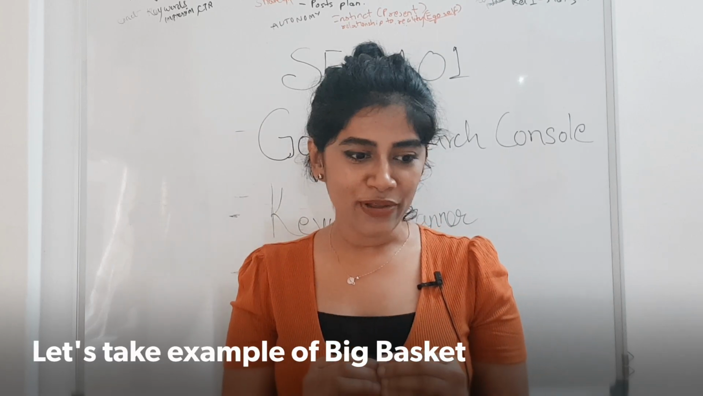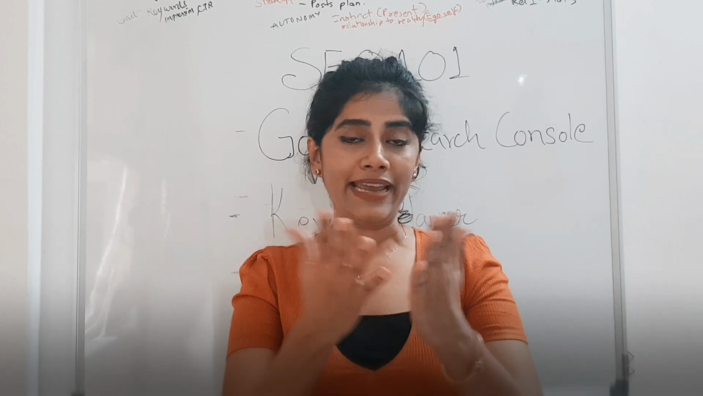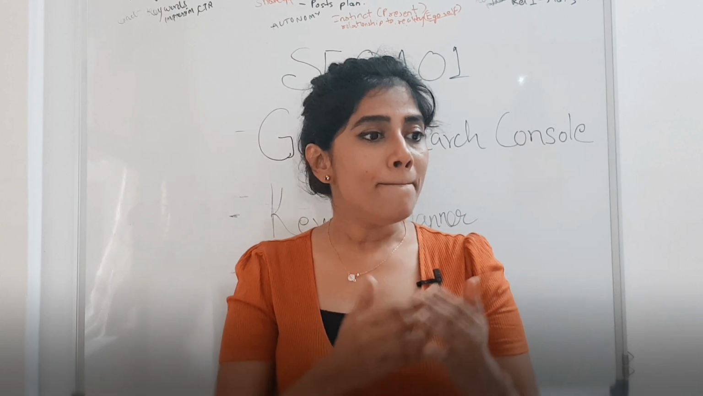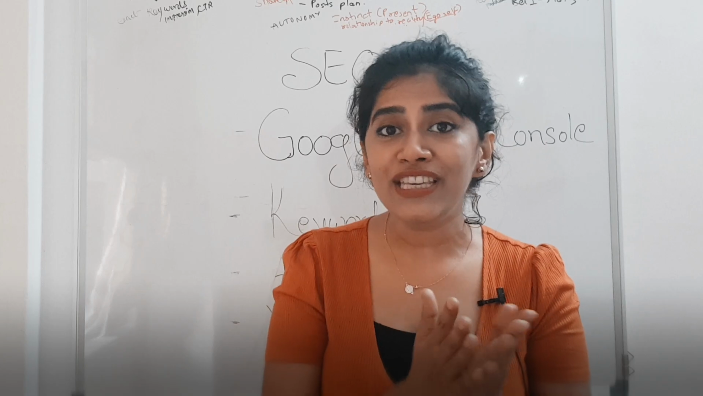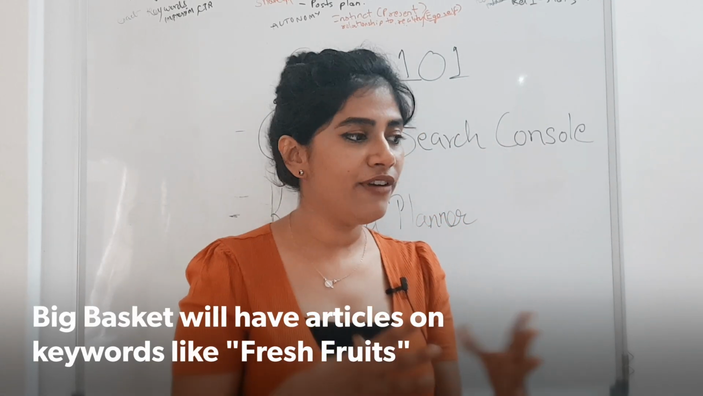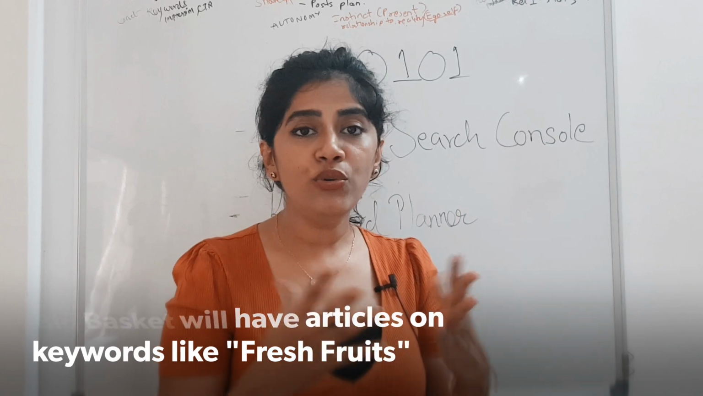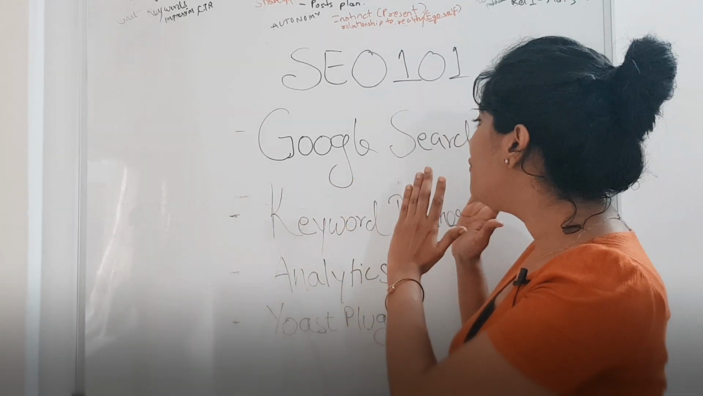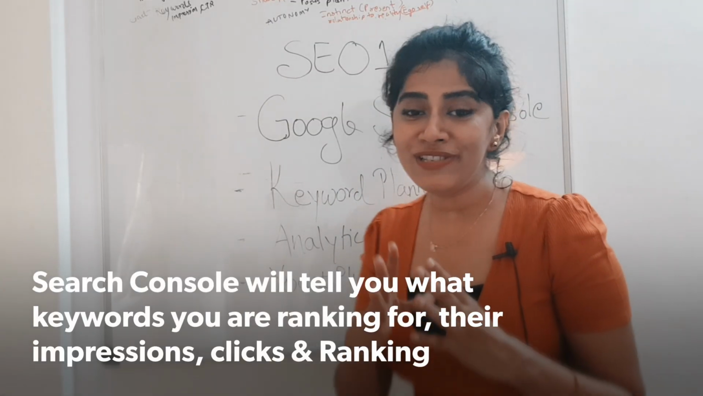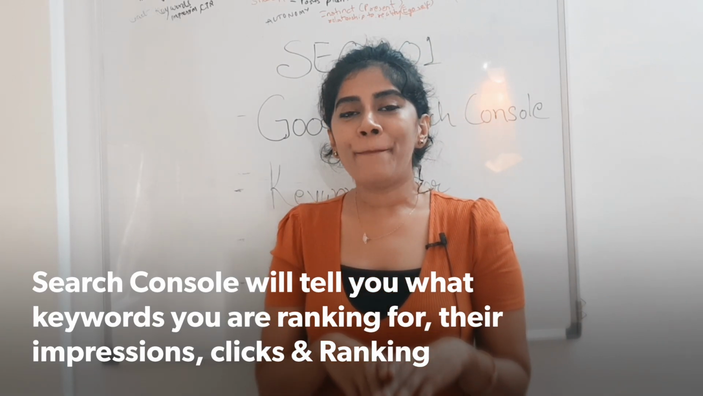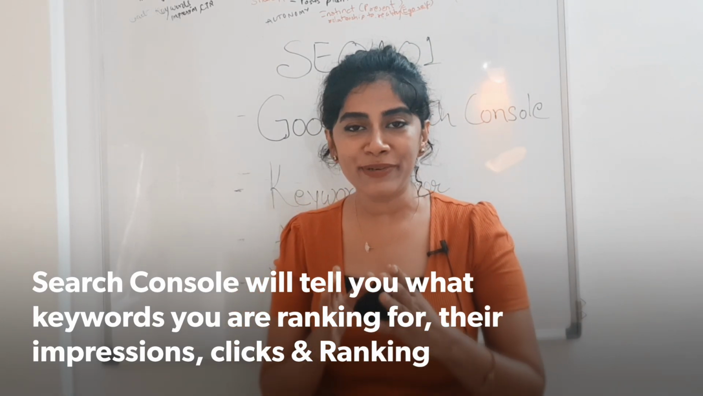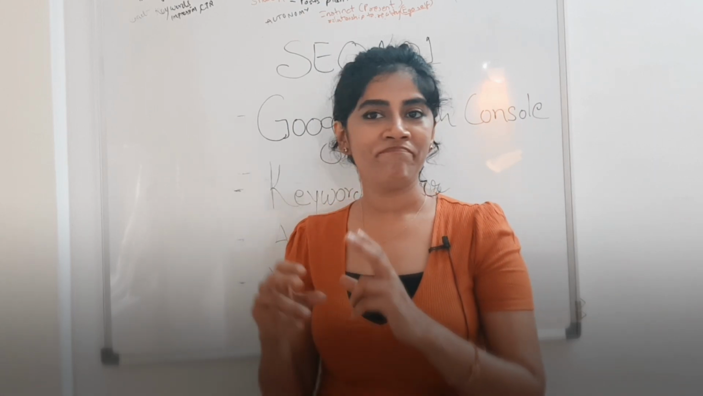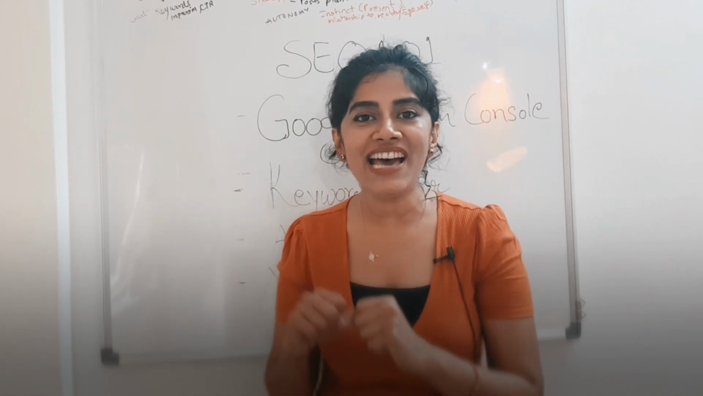So for example, if you are a site like Big Basket and you are selling vegetables, then your website will have pages or blog articles with keywords like fresh fruits, fresh vegetables, healthy protein diet, etc. And these are going to be the keywords that will reflect in your Google Search Console. So Google Search Console will tell you how many times you're ranking for any particular keyword. So it will talk about the impressions that you're receiving for a keyword like healthy fruits or high protein diets.